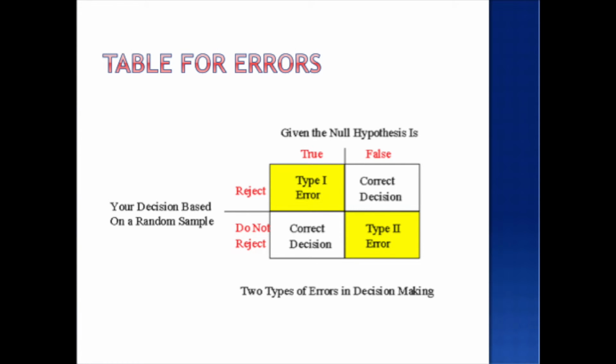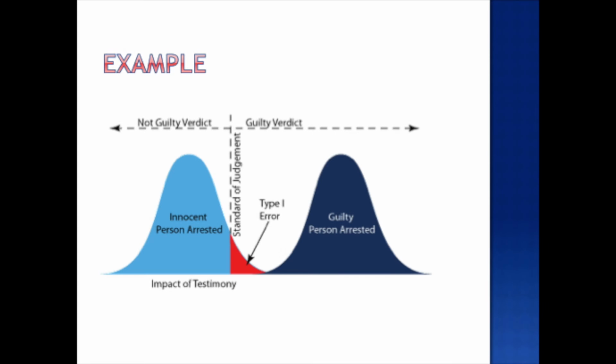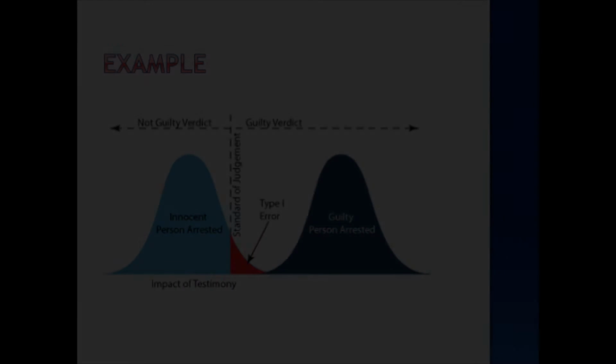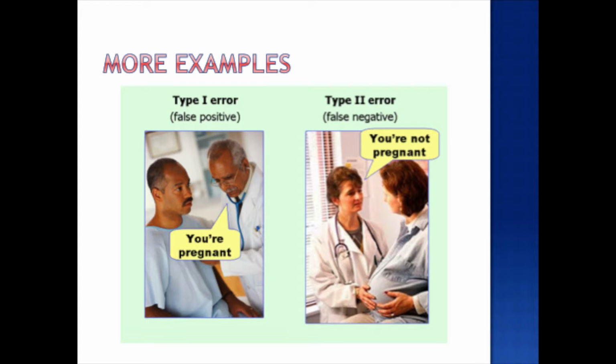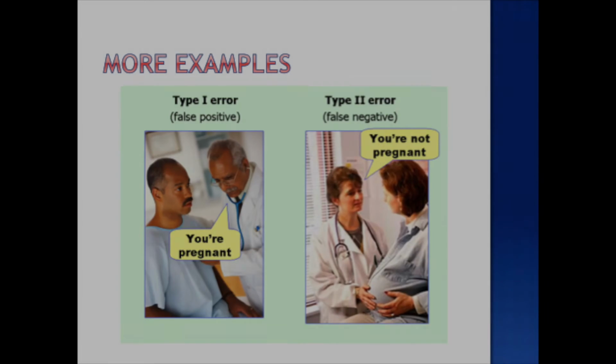To remember the errors and how they occur, we have a little table to guide our decisions. A type 1 error could be thought of as convicting an innocent person, and a type 2 error would mean letting a guilty person go free. Or, in the next example, it is pretty obvious to differentiate between a false positive and a false negative.